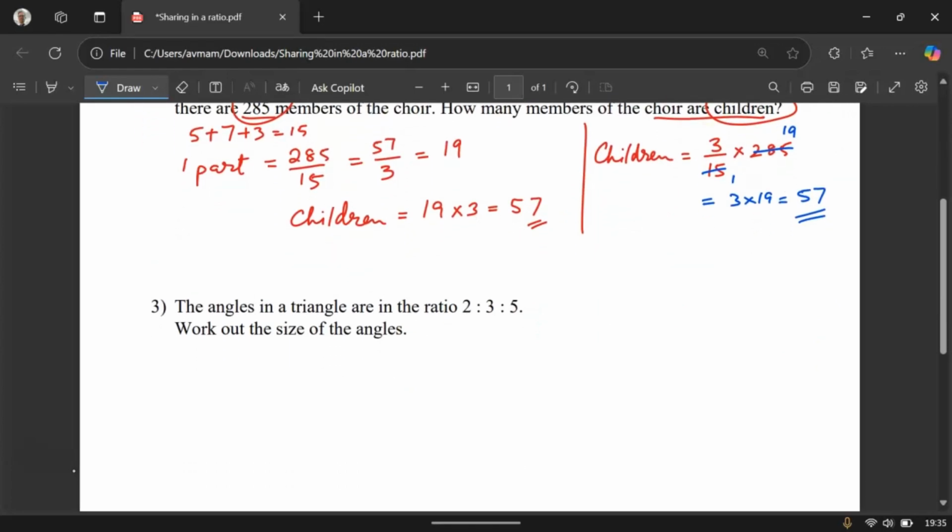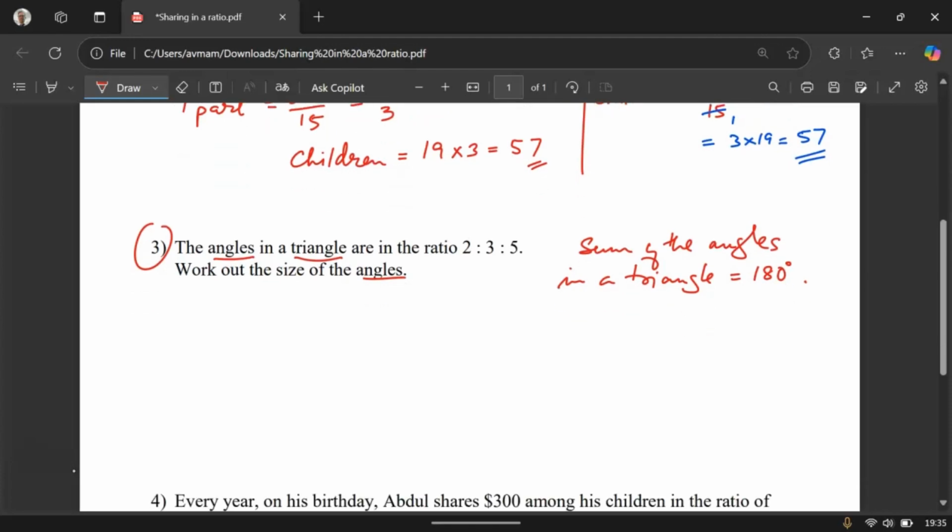Move on to question number 3. It says the angles in a triangle are in the ratio 2 to 3 to 5. Work out the size of the angles. We know the sum of the angles in a triangle is equal to 180 degrees.